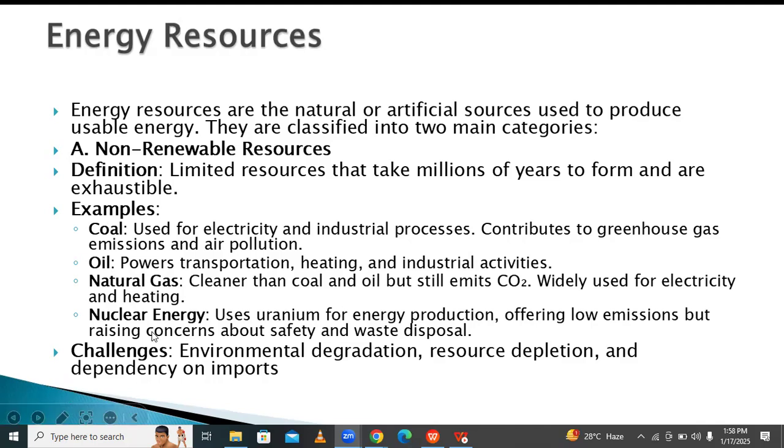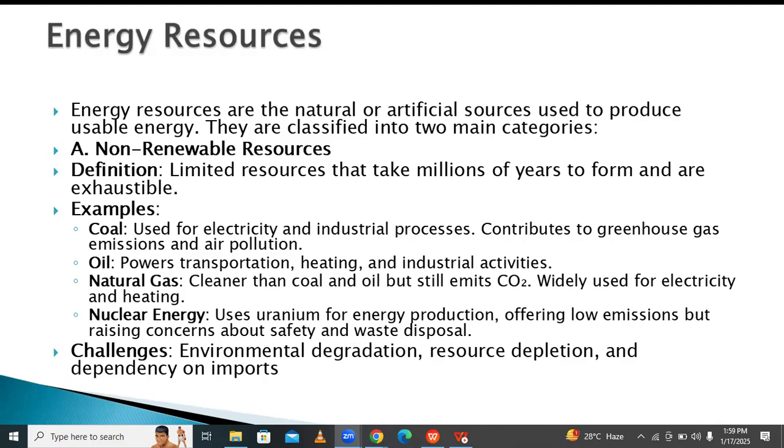Next, nuclear energy is also a non-renewable energy source, because the fuel is uranium. It uses uranium for energy production. It offers low emissions, but raises concerns about safety and waste disposal, that is, radiation. So these are the problems that come with non-renewable sources.